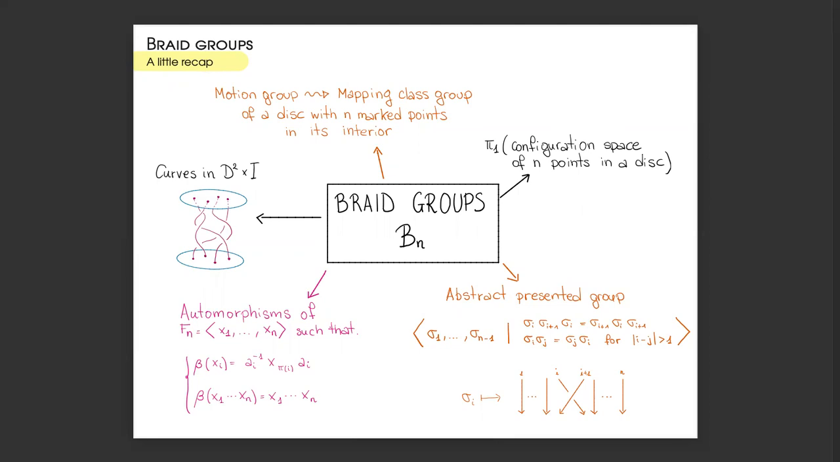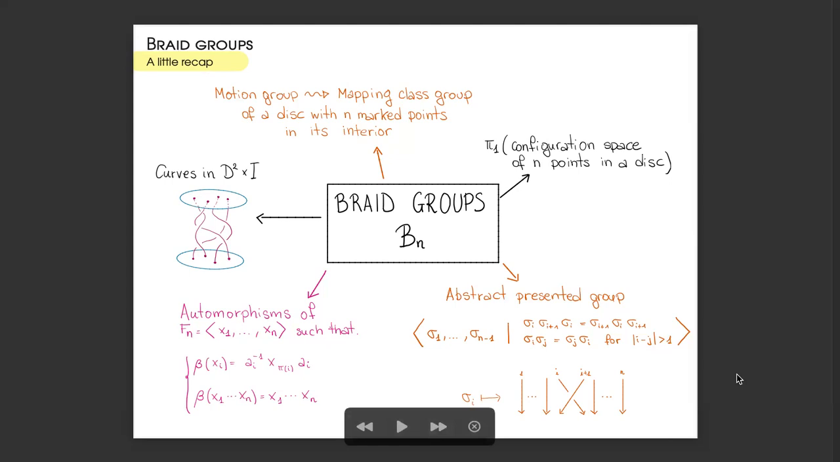Then we can see it à la Artin as curves in the disk times the interval I, as you can see in the picture there. Braid groups can be defined as groups of automorphisms of the free group Fn that have the following properties: every generator of the free group is sent to the conjugate, by an element in the free group, of another generator. And the second condition is that the product of all the generators is preserved.